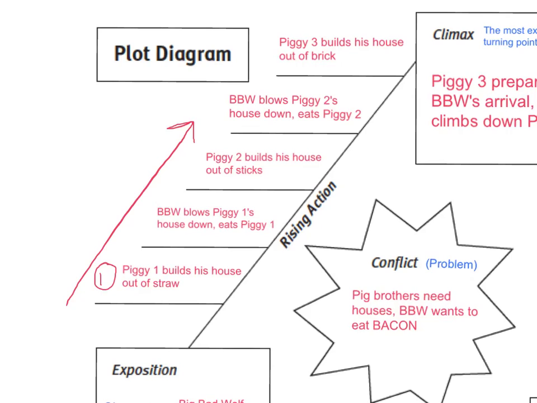That brings us then to the climax. This, remember, is where piggy number 3 has already prepared for the big bad wolf's arrival. The big bad wolf has attempted to blow down piggy number 3's house, but can't, and is now attempting to go down the chimney.